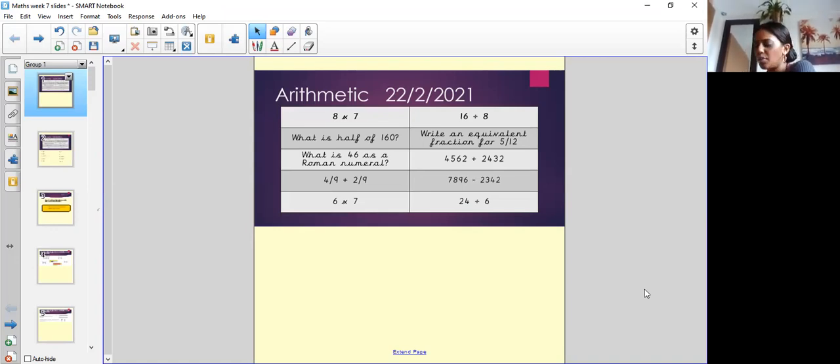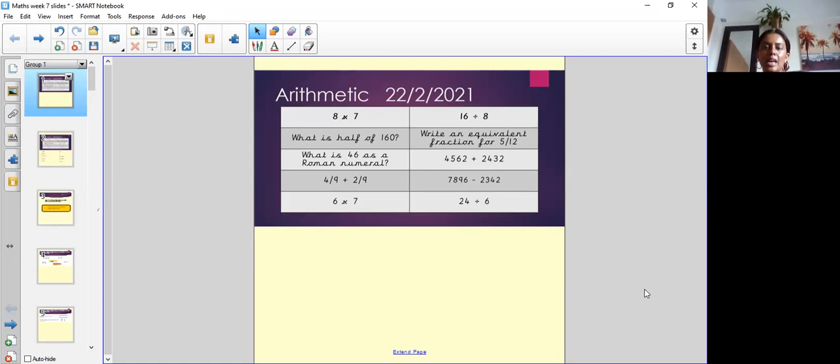So just like we were doing last half term, we were learning all about fractions. This half term we are also going to be starting off with learning about fractions, but looking at subtracting fractions. So as always, we're going to start off with our arithmetic. Something that I just wanted to mention is to make sure when you are carrying out your arithmetic, you are showing your working out when you're completing the questions.